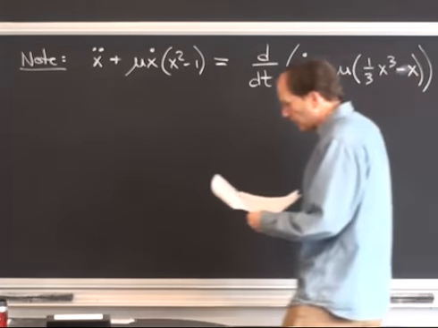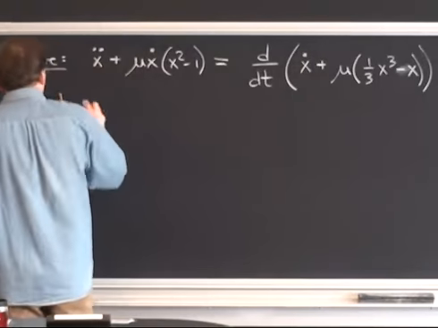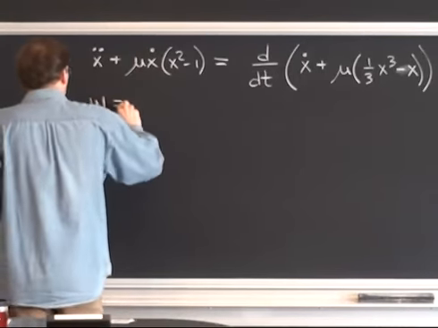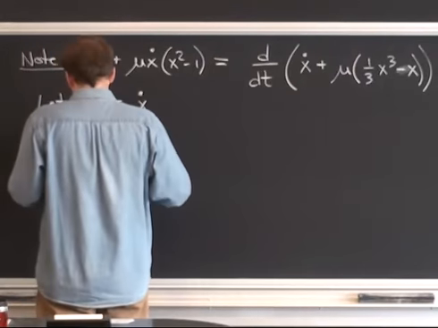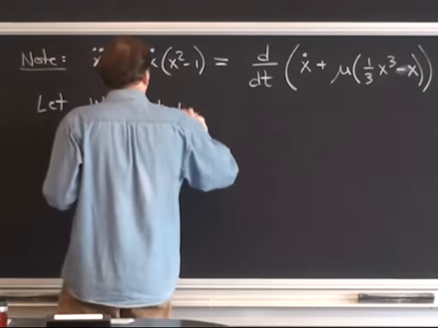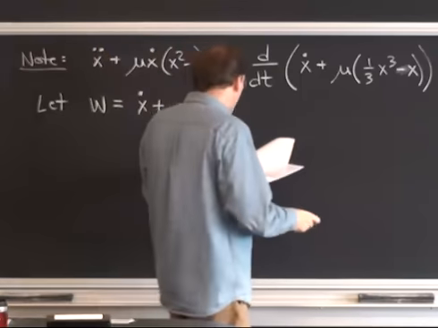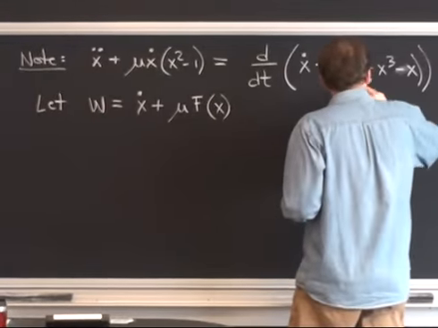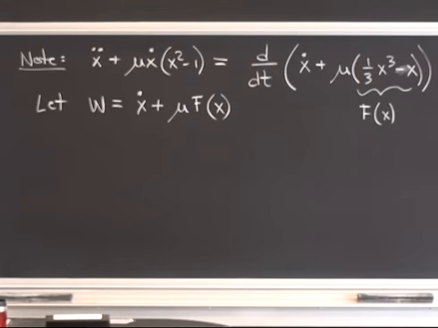And this suggests a nice change of variables, which is we're going to take that whole thing in the big parentheses and call it a new variable w. Let w equal x dot plus mu capital F of x, where capital F of x will be our shorthand for this function here, the cubic, 1/3 x cubed minus x.